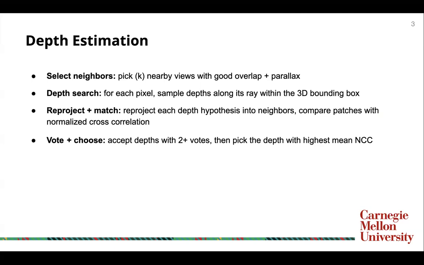So each candidate depth corresponds to a 3D point, which I then reproject into the neighboring views. I then compare small patches using normalized cross-correlation, and a candidate depth is only accepted if at least two neighbor views vote for it by exceeding a correlation threshold. And this multi-view consistency check helps reject incorrect matches that occur from occlusions, repeated textures, or accidental correlations.